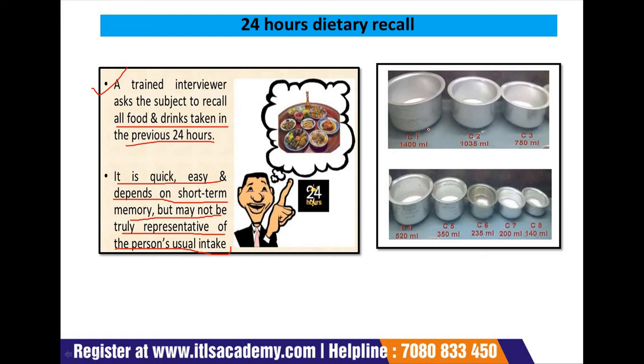Like you can see in these pictures, this utensil is very big in size, this one is a middle size, and this one is a small size. So it depends on which type of utensils you are using when you are taking food. So these are the main points covered by the healthcare provider in the 24-hour dietary recall.